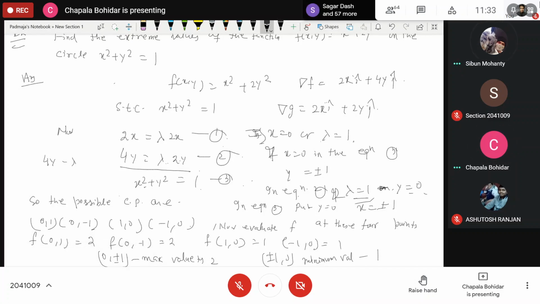Okay, ma'am. I have written it wrong. I am getting lambda is equal to 1. So I'll put it here. So what do you get? The value of y is equal to 0. Clear? Yes, ma'am. If lambda is equal to 1, then y is equal to 0. Okay. So it is over. All of you are clear?